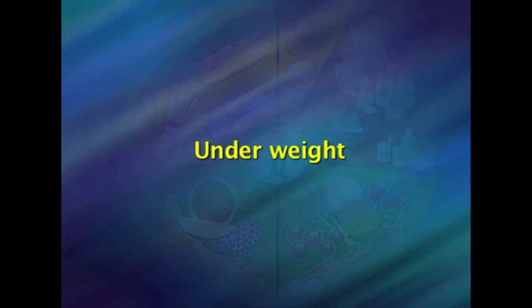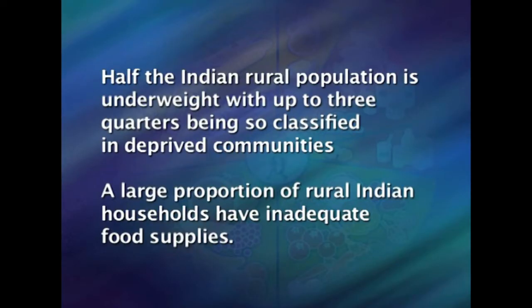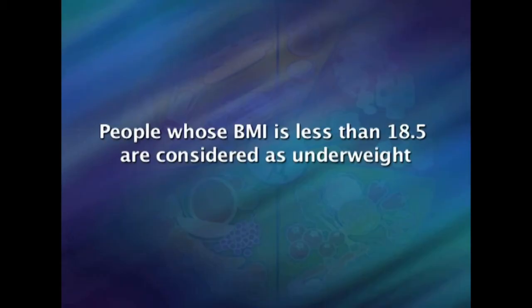So the first one is underweight. We would like to see which adolescent girls and boys come under this group. Half of the Indian rural population is underweight, with up to three quarters being classified in deprived communities. A large proportion of rural Indian households have inadequate food supplies, which leads to chronic energy deficiency. People whose BMI is less than 18.5 are considered underweight.